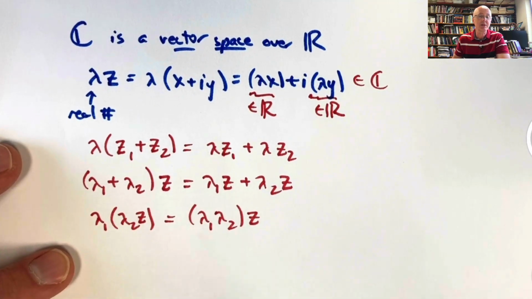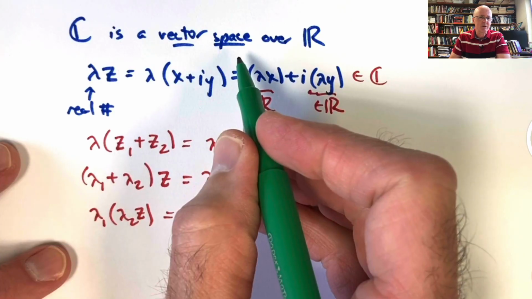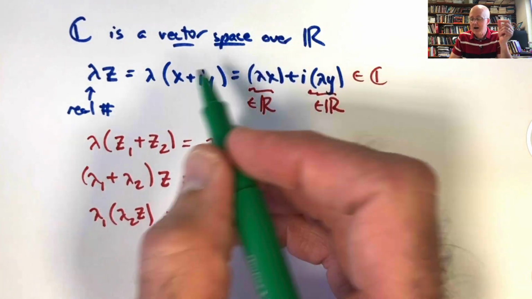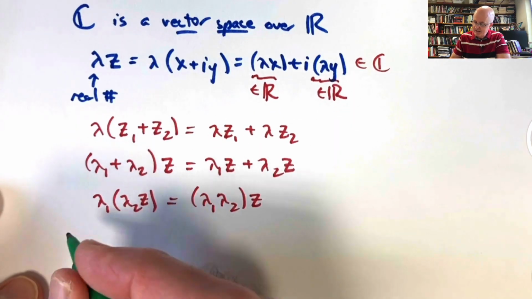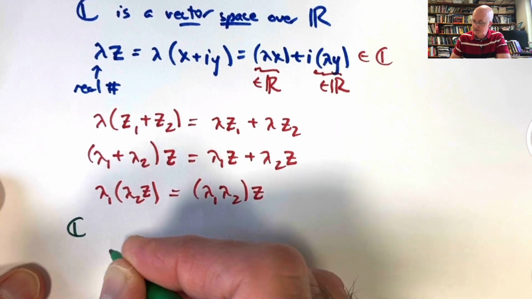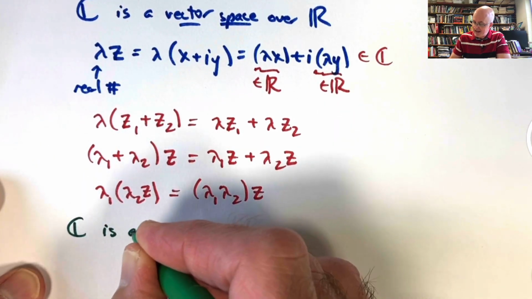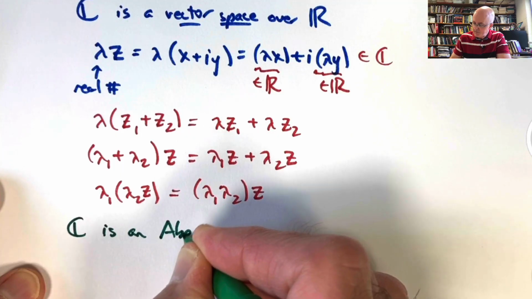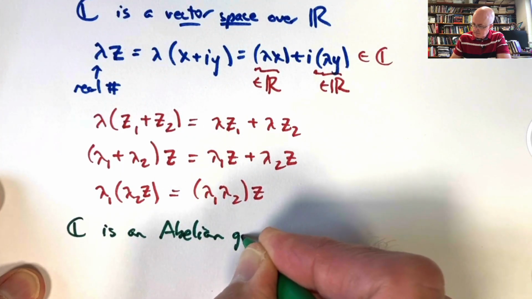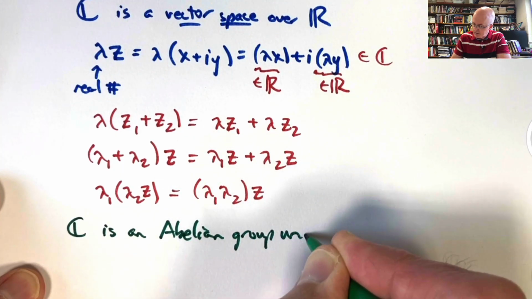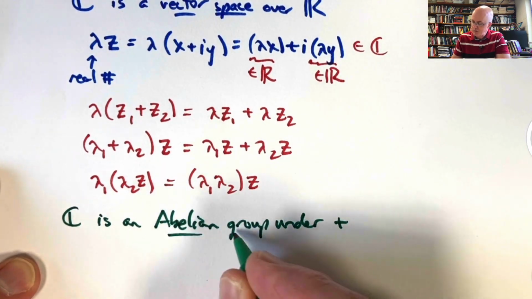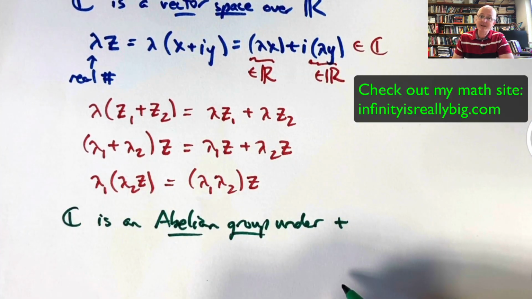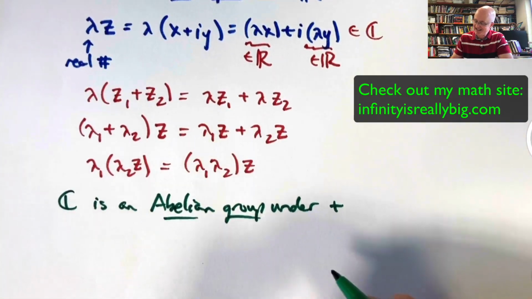These properties are about the relationship between the scalars and the vectors, scalars again being real numbers and the vectors being complex numbers. There are other implications of being a vector space purely related to the complex numbers themselves with respect to addition. You can say the complex numbers is an abelian group under complex number addition. What does that mean? That means lots of things too.